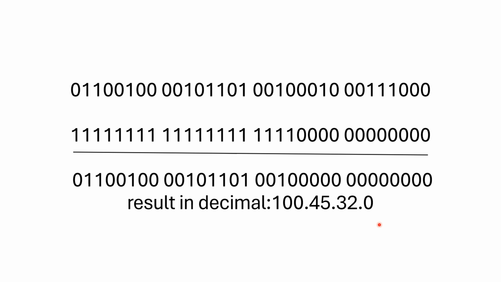If both are 1, the result is 1. Otherwise, the result is 0. And this is the result in binary notation. You can convert it to decimal notation. This is the subnetwork address that we found now. If you cannot convert from binary notation to decimal notation and vice versa, please tell me. I will make a video on how to change decimal to binary and binary to decimal.